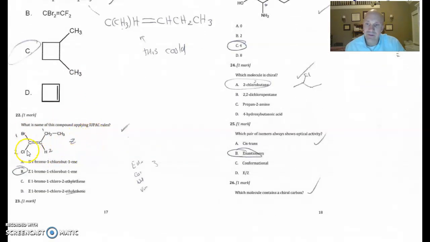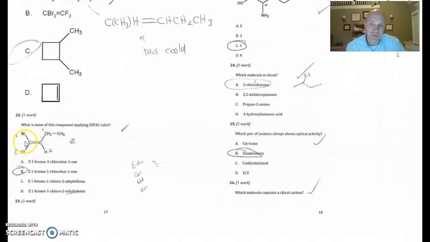So what's the name of this? Okay, so we're going to find the longest carbon chain: 1, 2, 3, 4. So this is going to be some sort of butene. That limits it to these right here, and this is a situation where we're going to have E or Z. That's because on one of these carbons you've got two substituents. Remember, for E/Z you have to have one substituent and one hydrogen on each.